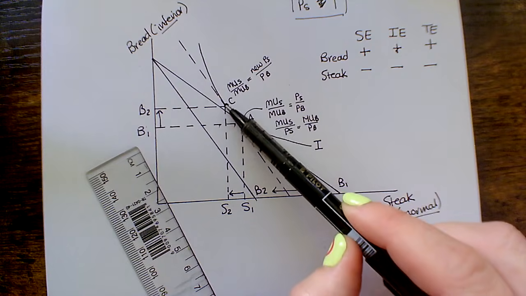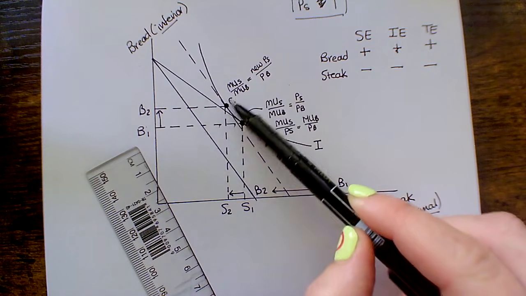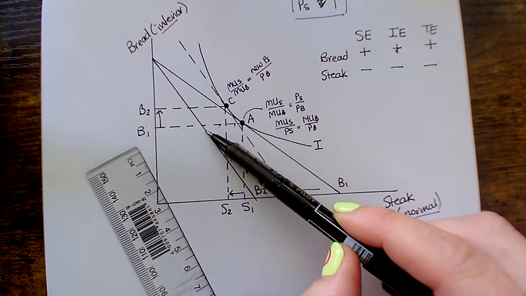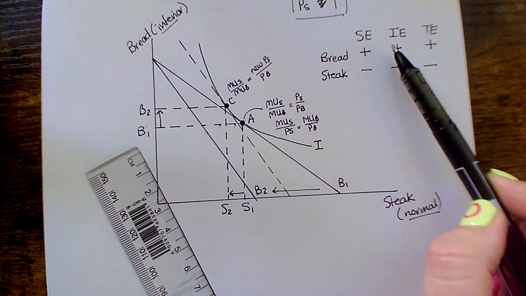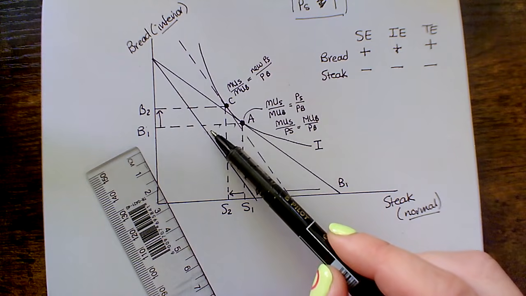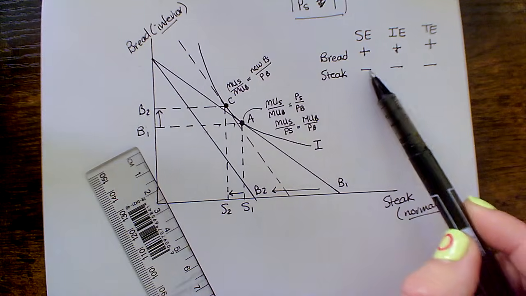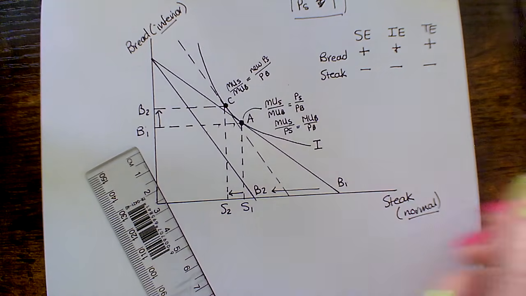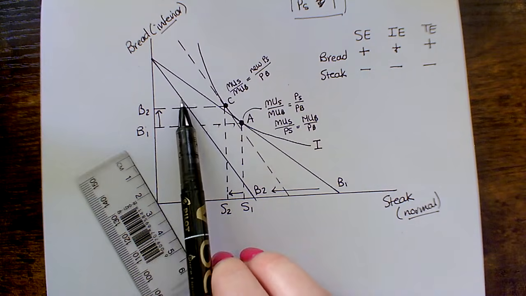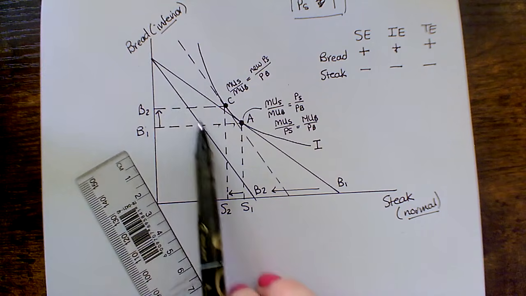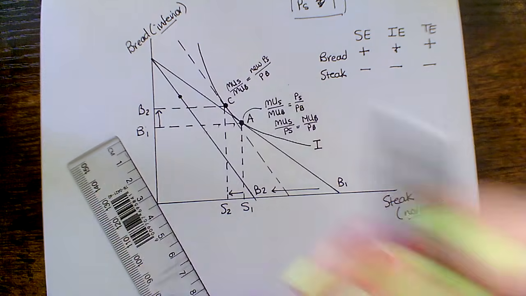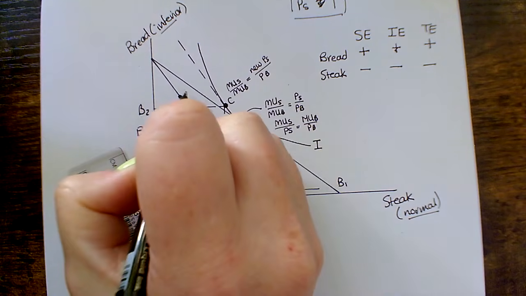What that means is that I can't just draw my new best affordable point down there, because that would contradict what I've just said. If I drew my new best affordable point here, it would make the income effect for bread negative, which is not theoretically correct. It would make the effect for steak negative, which is correct. But it would completely contradict that bread is inferior. So I need to make sure that wherever I draw my new best affordable point on my new budget constraint has to reflect a positive income effect.